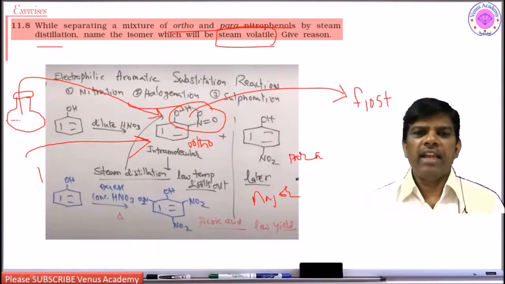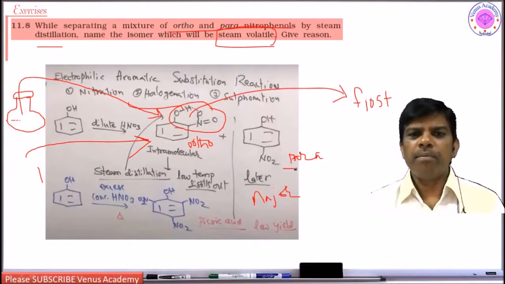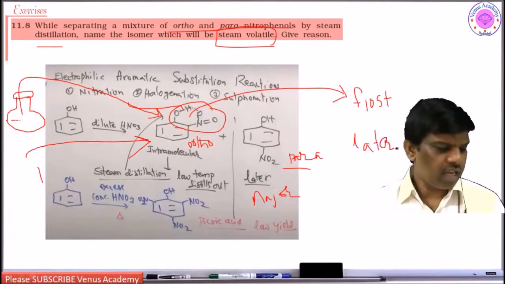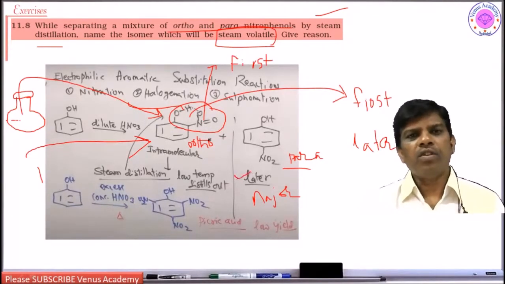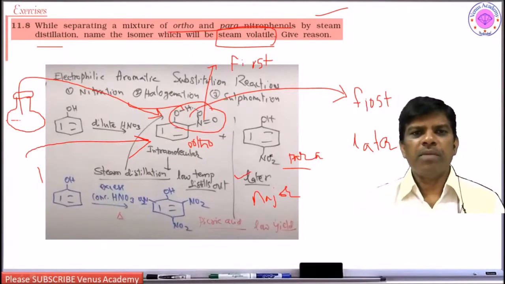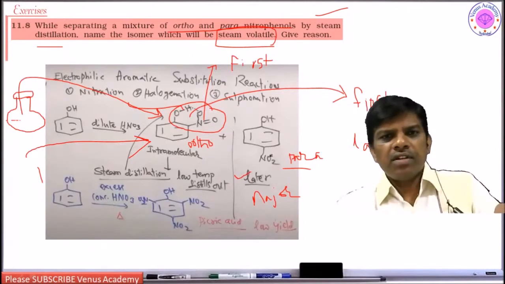Then at the end, after the finishing of the ortho compound, you are going to get the para compound. So para comes out at a later stage. Ortho is coming first, and para is later. That is, after completion of the ortho compound, the para compound is distilled out. This is how it comes out.